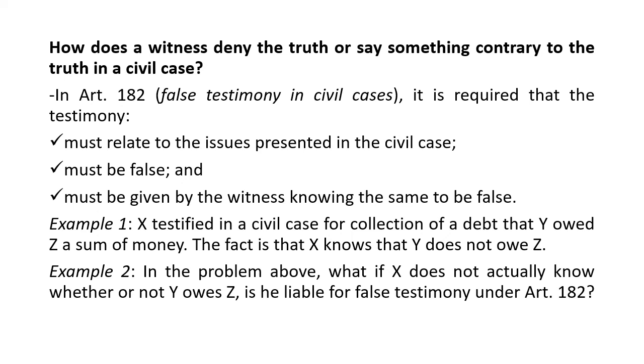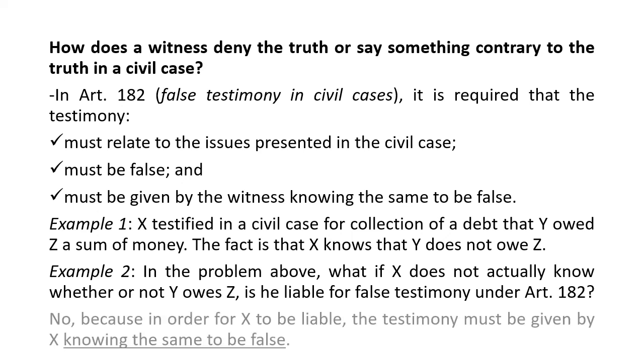Another example. In the problem above, what if X does not actually know whether or not Y owes Z? Will he still be liable for false testimony under Article 182? The answer is no, because in order for X to be liable, the testimony must have been given by X knowing the same to be false. Hindi nga niya alam kung may utang ba talaga si Y kay Z. So, here, he does not comply with the third requisite. And what is that third requisite? That it must be given by the witness knowing the same to be false.